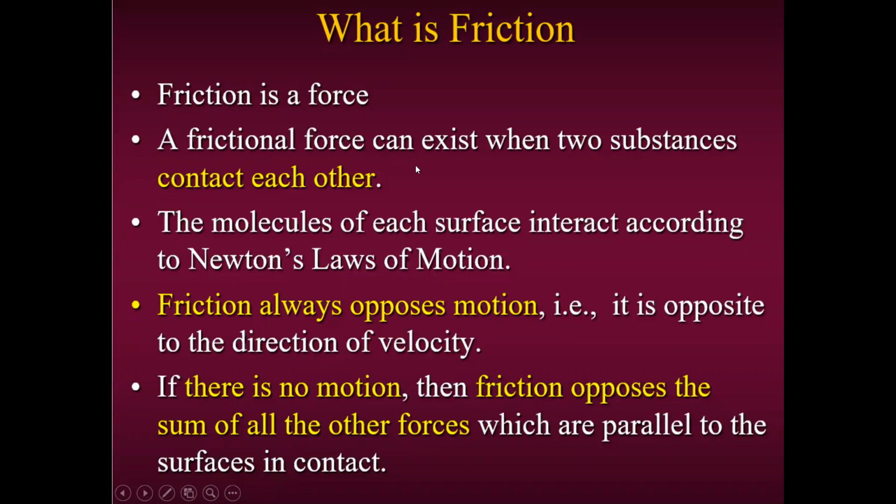Friction force can exist when two substances contact each other. The molecules of each surface interact according to Newton's law of motion. Friction always opposes motion, that is, it is opposite to the direction of velocity. If there is no motion, the friction opposes the sum of all other forces which are parallel to the surface in contact.